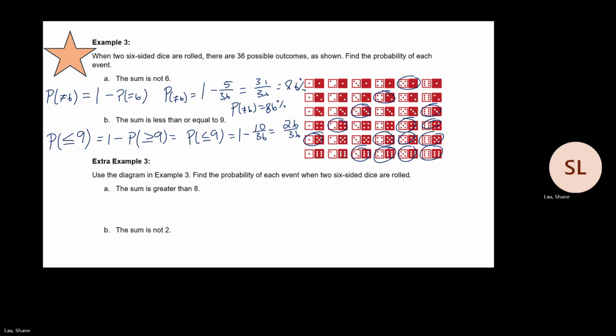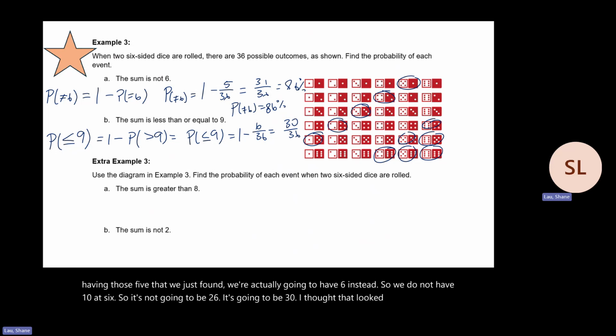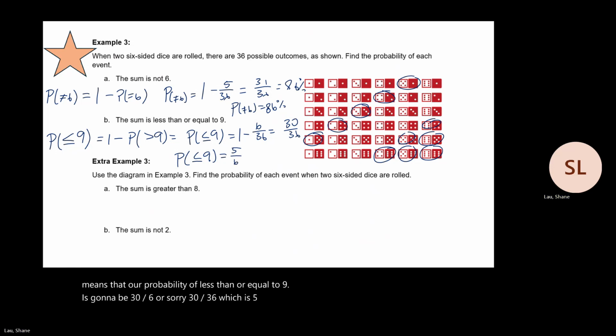Like so. Oh, I apologize. You're not going to include the equal to. Okay, I thought it was looking weird. You're not going to include the equal to for the probability of greater than 9. So instead of having those 5 that we just found, we're actually going to have 6 instead. So we do not have 10, we have 6. So it's not going to be 26, it's going to be 30. I thought that looked weird. Okay. Which means that our probability of less than or equal to 9 is going to be 30 over 36, which is 5 over 6, which is about 83%.